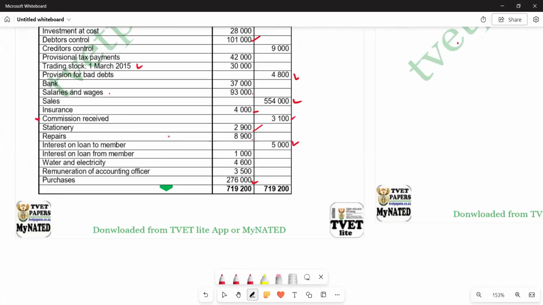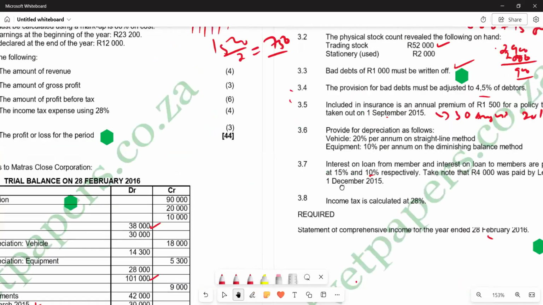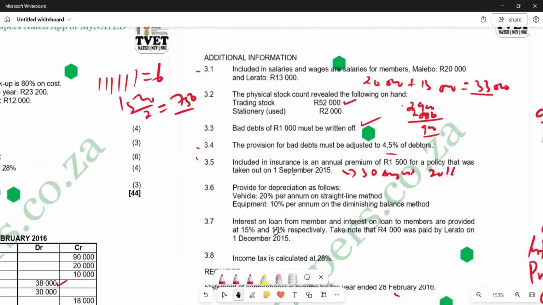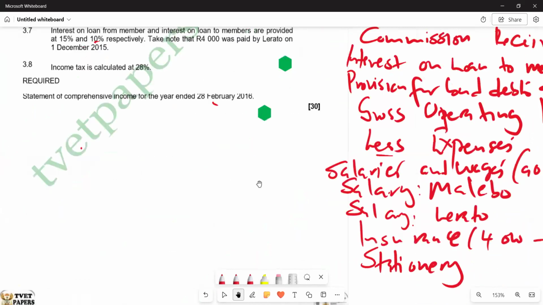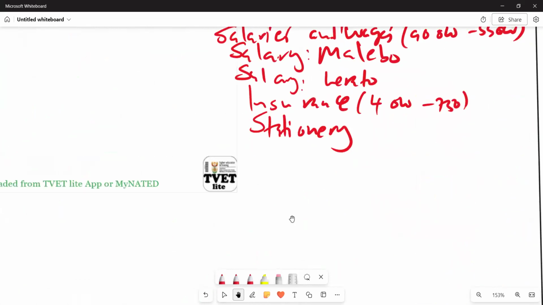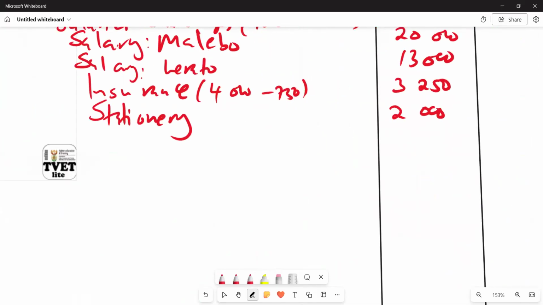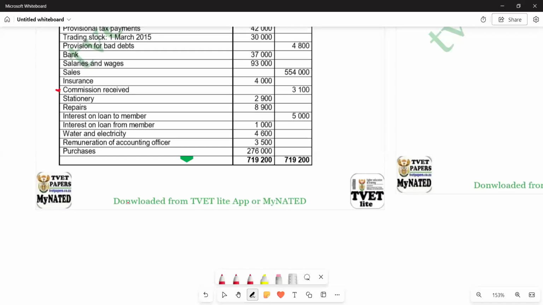So if you come here, after stationery, we've got repairs. It's 8,900. We go to additional information to check if we got anything to do with the repairs. We're going to see that we've got nothing to do with the repairs there. So we're going to take 8,900 as it is and put it in the statement of profit and loss. So here we are saying repairs, and the figure that we have is 8,900. So this is what we have. So we can move on to check on the next.